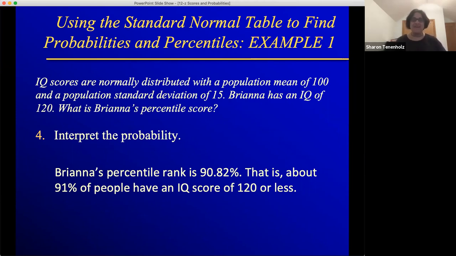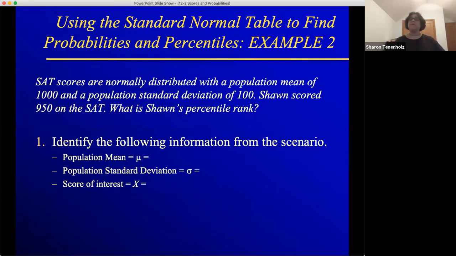Okay, let's try another example and see how all this comes together. So here's my second example. SAT scores are normally distributed with a population mean of 1,000 and a population standard deviation of 100. Sean scored 950 on the SAT. What is Sean's percentile rank?